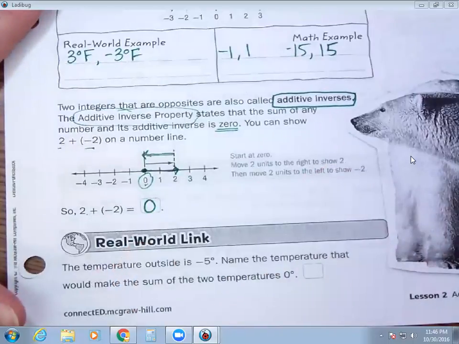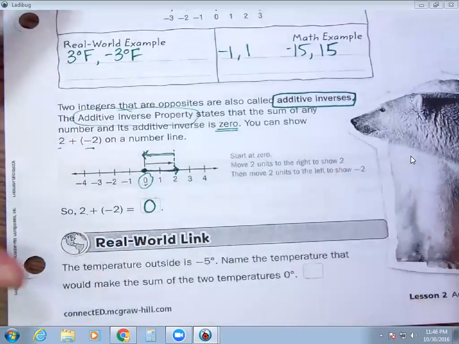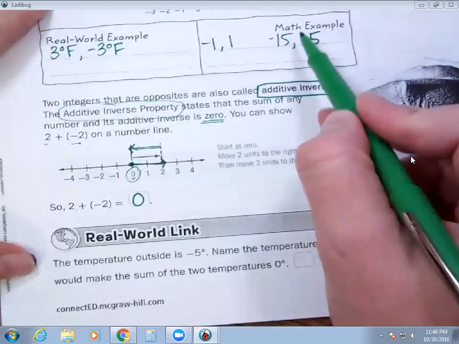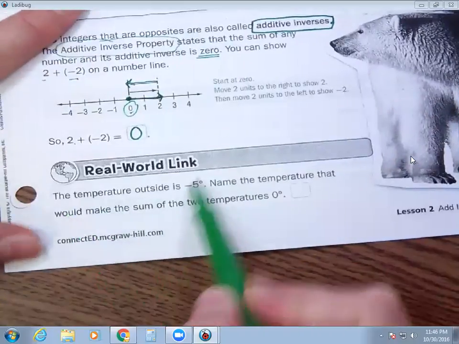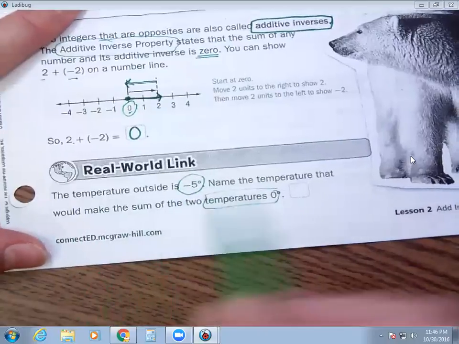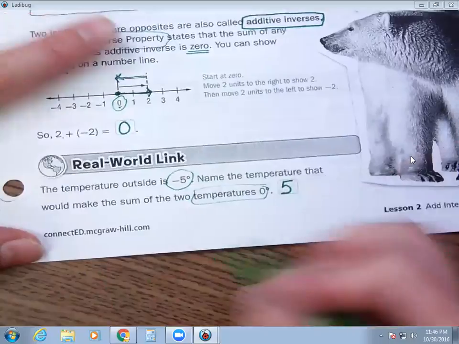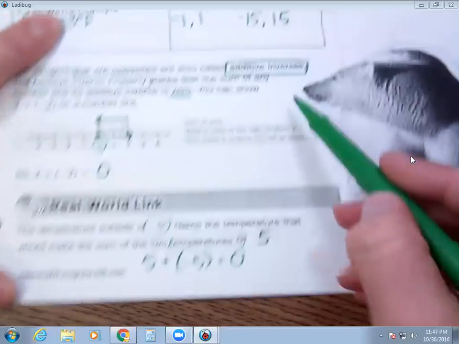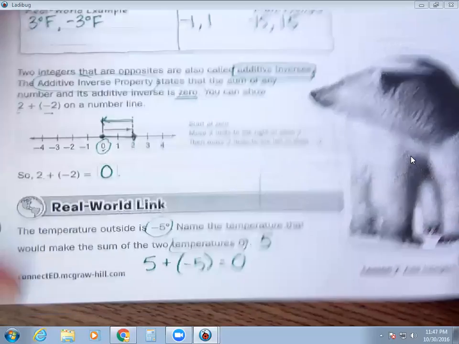It's kind of like those 0 pairs when we were using the chips. Each one of those is an opposite. -1 and 1 are opposites, so they equal 0. And it's the same if you go to 2, 4, 5. Any of your examples, -15 plus 15, 0. Nothing's left. So think about this. If the temperature outside is -5, name the temperature that would make the sum of the two 0. What temperature would I add to -5 to make 0? Aha, I would add 5, because 5 plus the quantity -5, those are additive inverses, and the additive inverse property says that when we add them together, they're 0. Awesome. So let's go into the next page.